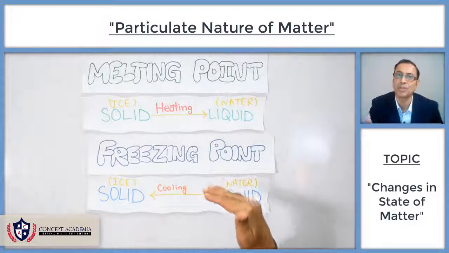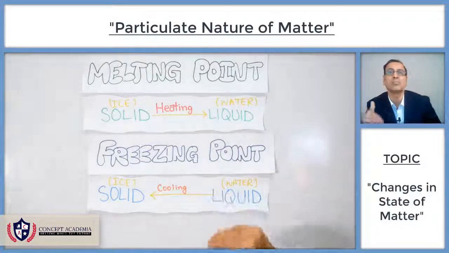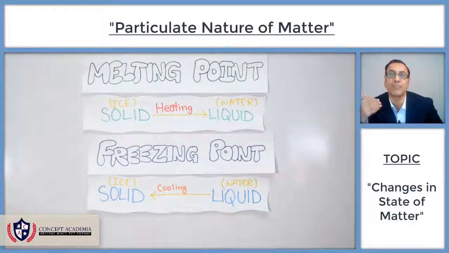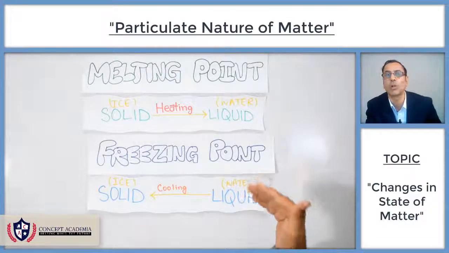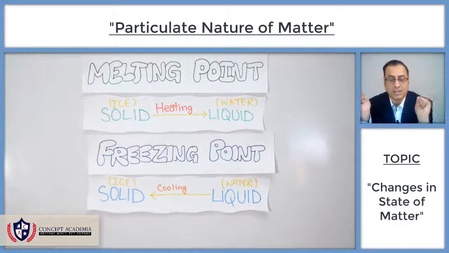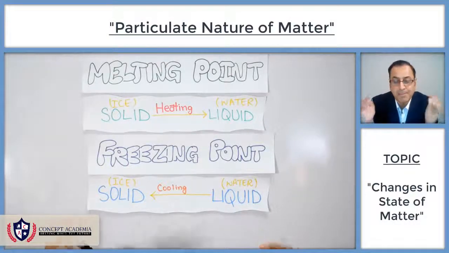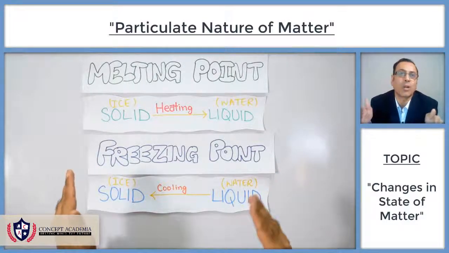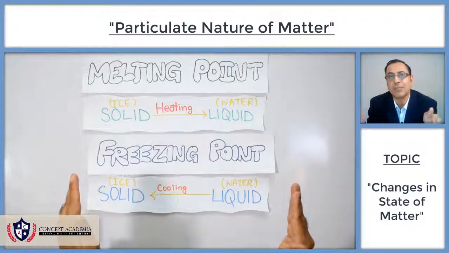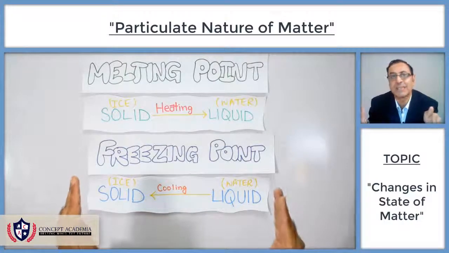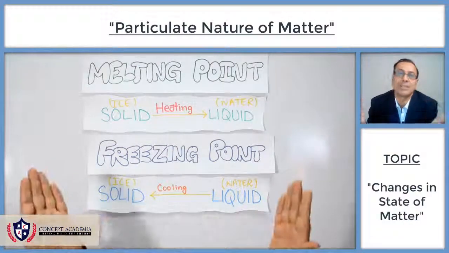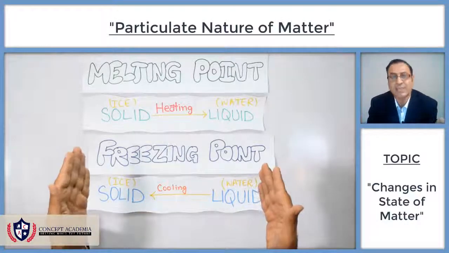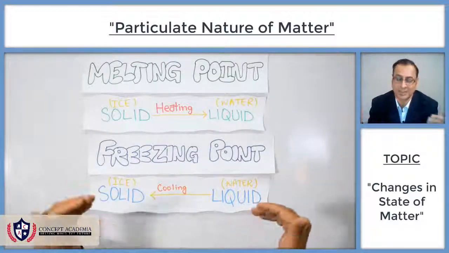For the same material, the same kind of atoms, the same kind of molecules, the temperature will always be the same. So the melting point for a pure substance is always fixed. If the melting point is fixed, it tells us the purity of the material. And melting point and freezing point are the reverse of one another.